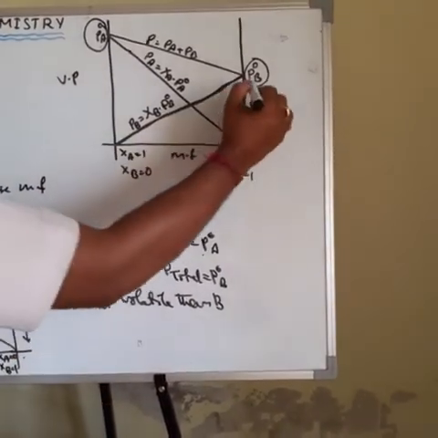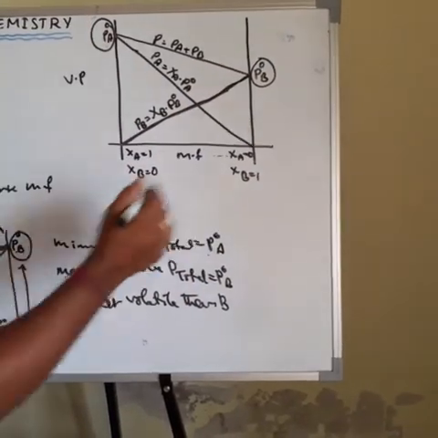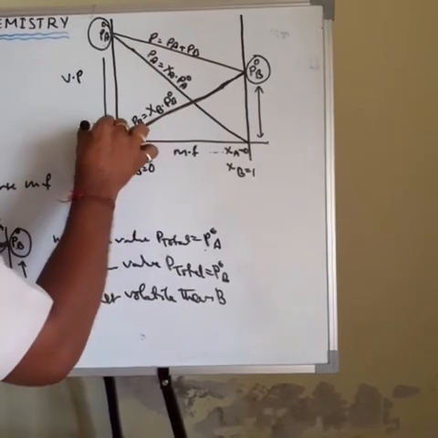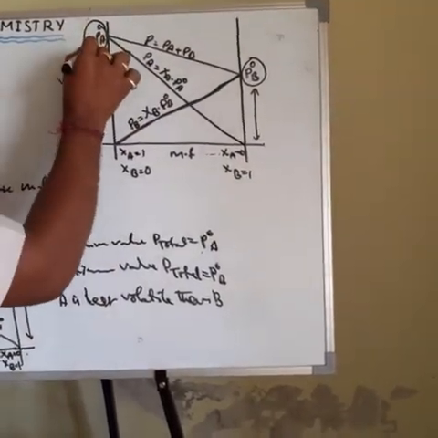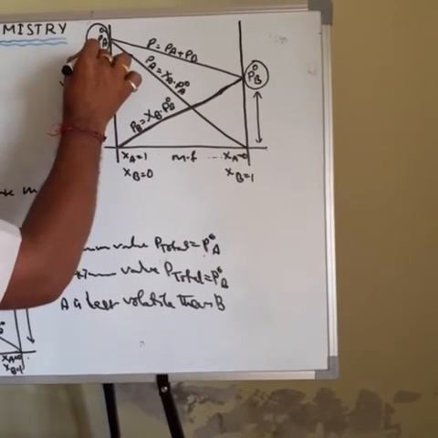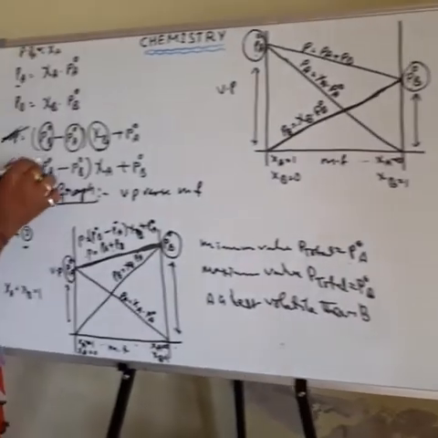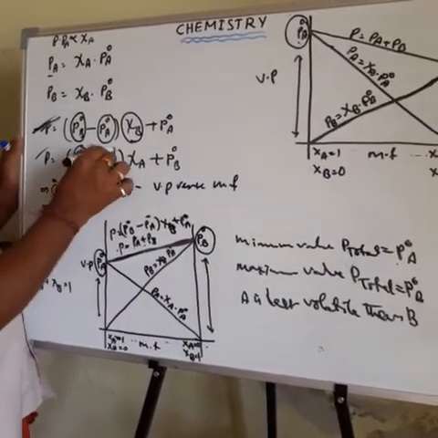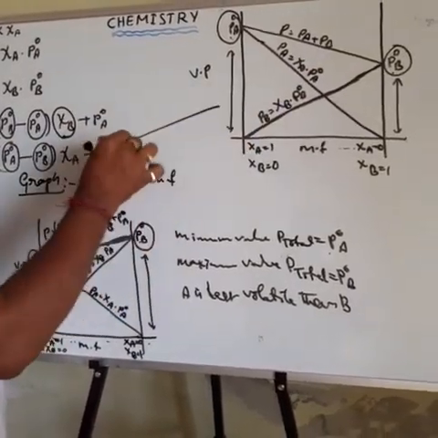Here the second compound is less volatile than the first compound. That's why the vapor pressure of the second compound is less, and the vapor pressure of the first compound is more. So P naught A, the vapor pressure of the solute, is more, and the solvent's is less. That's why here in the second equation, the vapor pressure of the solute P naught A is more than the vapor pressure of the solvent P naught B, which is less. So this graph belongs to this equation.